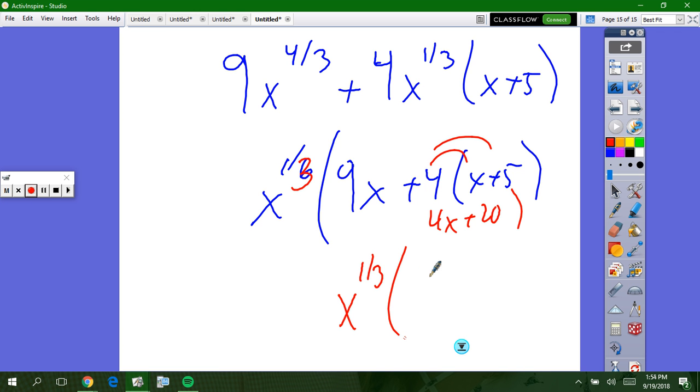I'm left with 9x plus, oh, nope, erase that. 9x plus 4x is plus 20. I made something that looked that nasty into something a lot nicer. I'm here all day, really, seriously.